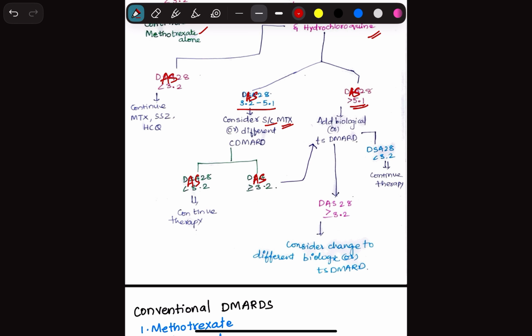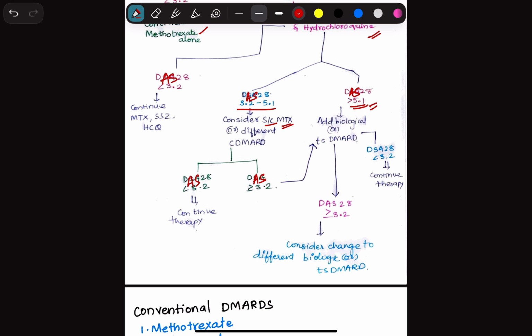If even after addition of the subcutaneous methotrexate, the disease activity score is greater than 3.2, which is on the bad side, we will go for a biological DMARD. We have already categorized the disease activity score of 3.2 to 5.1 in one category and more than 5.1 in another category. So we have completed 3.2 to 5.1. Now let us see disease activity score greater than 5.1.